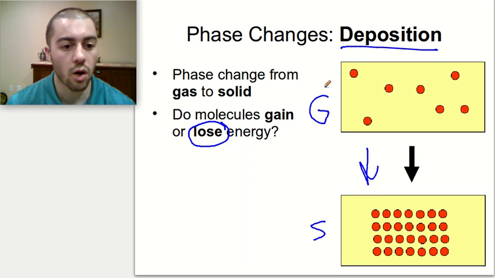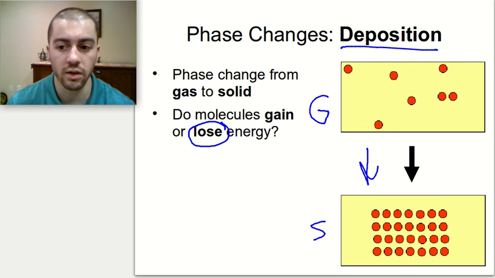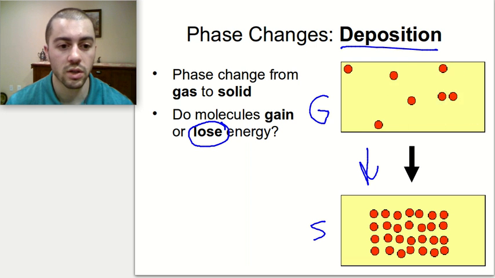Alright, so you need to know all 6 of these phase changes for your final exam. So please look back through your notes and know all 6 of them.